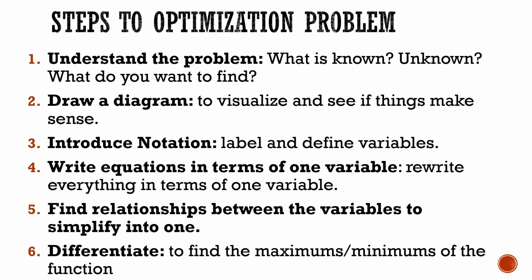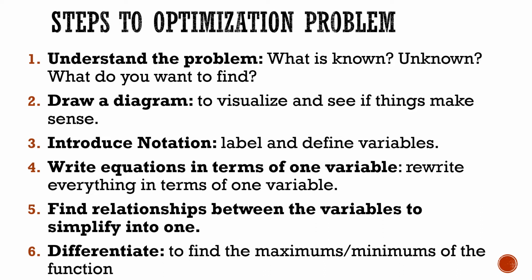Number three, you want to use proper notation. So if you're trying to find circumference, I would say C. If I'm trying to find area, I use A, versus surface area, where sometimes I use SA. Depending on what I'm working with, I want to make sure I'm labeling and defining those variables appropriately. Then you want to write your equations.